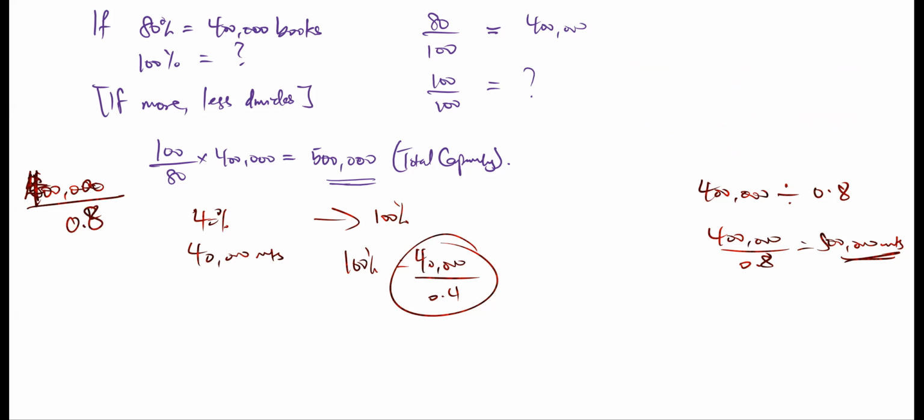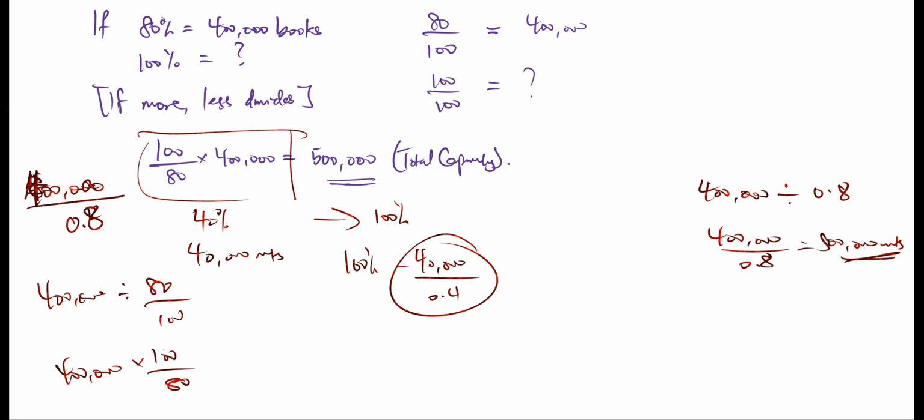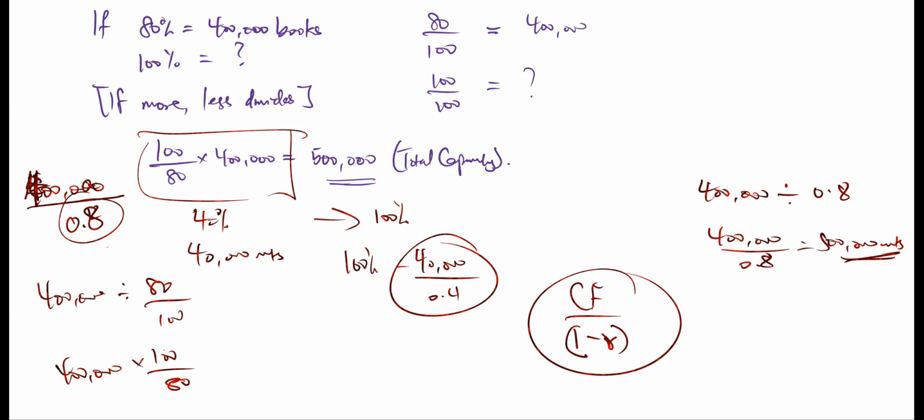because this can be rewritten as 400,000 divided by what? 80 over 100. And this is the same as 400,000 times 100 over 80, right? You see that? Multiplication, division, reciprocal. So it's the same thing as this, but it is better if you just divide by the 0.8, because in actual sense, to get the extra one, you are just saying that this is the cash flow over 1 minus the rate, right? 1 minus the rate. This is what we are doing, right? That is it.